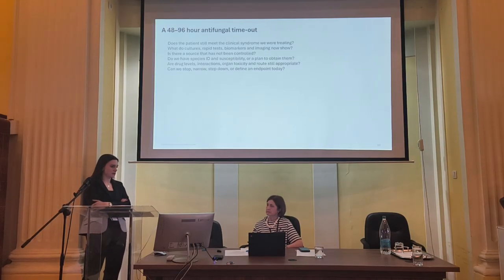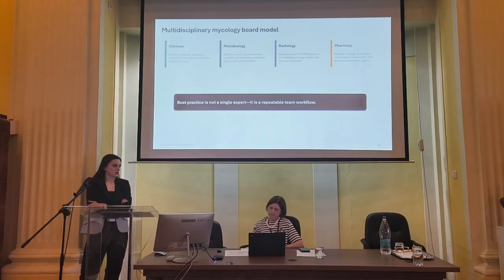After 48 to 96 hours, we need to repeat blood cultures to see the clearance of the fungi, what rapid tests we should do, or imaging to show, when to repeat it, and whether the drug levels that we are administering to the patient are good enough. We need to make sure that they are not toxic to our patient, and when to stop, narrow, step down. That is why this is a multidisciplinary model, including clinical physician, microbiologist, radiologist, and pharmacologist.